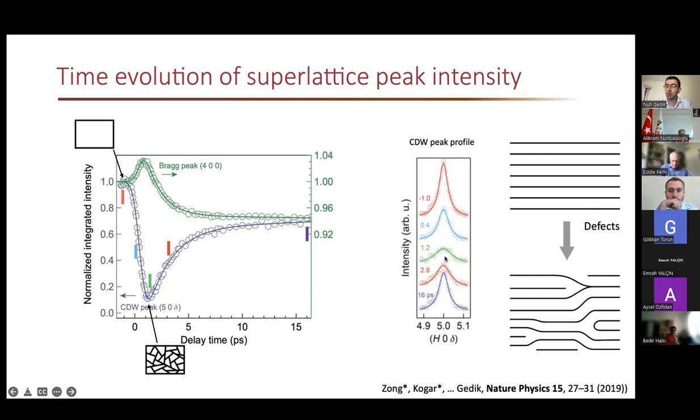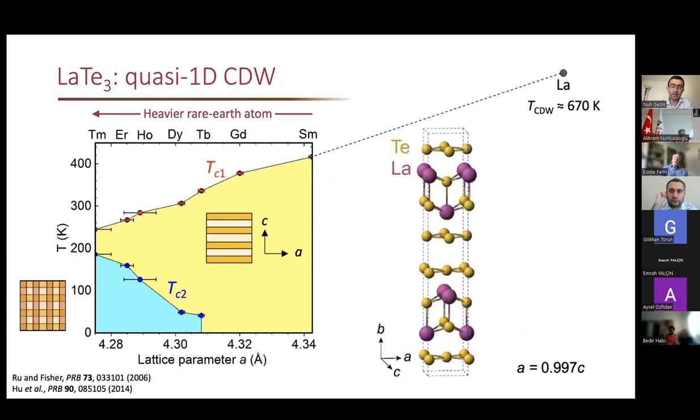Now, we have some more evidence, but I have some other things to show you, so I just want to move on. So far I just showed you that I can kick with the light and I can melt this charge density wave, at least transiently. And if I wait about 10 picoseconds, 15 picoseconds, it comes back. It turns out that something a lot more interesting is also happening at the same time that we didn't realize for like a year or so.